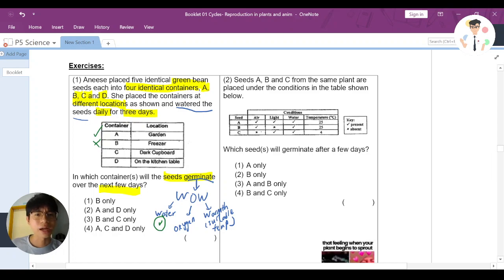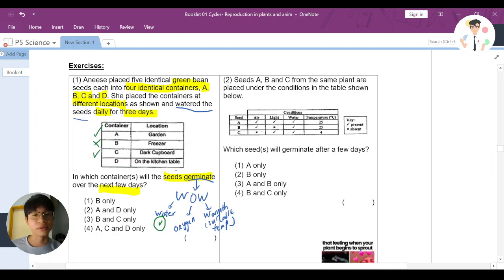C, the dark cupboard. Oxygen, yes. It still has warmth. It's dark, but it's not very cold, so it's acceptable. But teacher, there's no light. Plants usually need light to make food, right? But don't forget, these are still small seeds germinating. They still cannot make their own food at this stage, so light is not required yet. So it's okay.